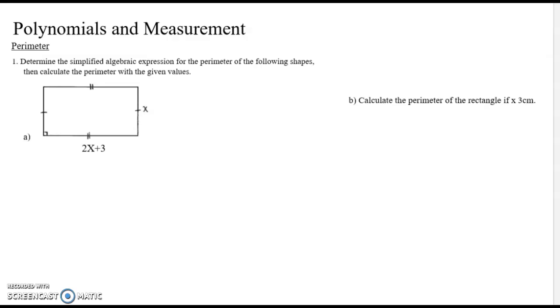So this lesson is called Polynomials and Measurement. Looking at the perimeter here, determine the simplified algebraic expression for the perimeter of the following shapes. Then calculate the perimeter with the given values.